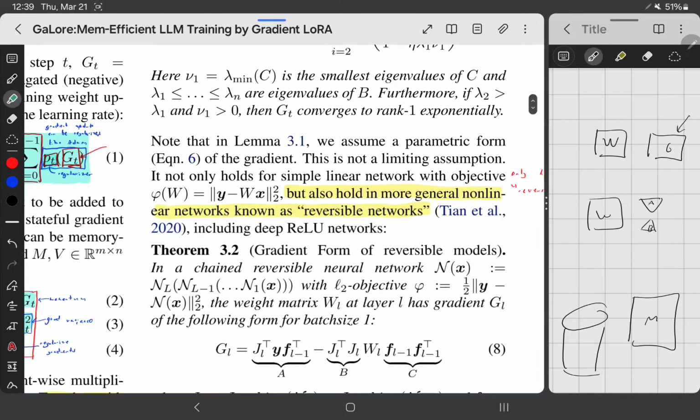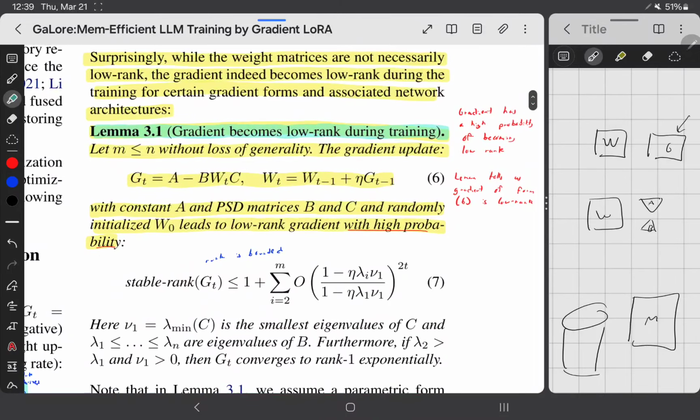They show that it does become low rank during training, specifically if you can write it out in this form. So the gradient has low rank during training if the gradient can be decomposed into this form, where A is a constant matrix and B and C are positive semi-definite. So specifically, if you can get the gradient in this form, then it's provably low rank. So they work around this assumption that the gradient is of this form, A minus B W C.